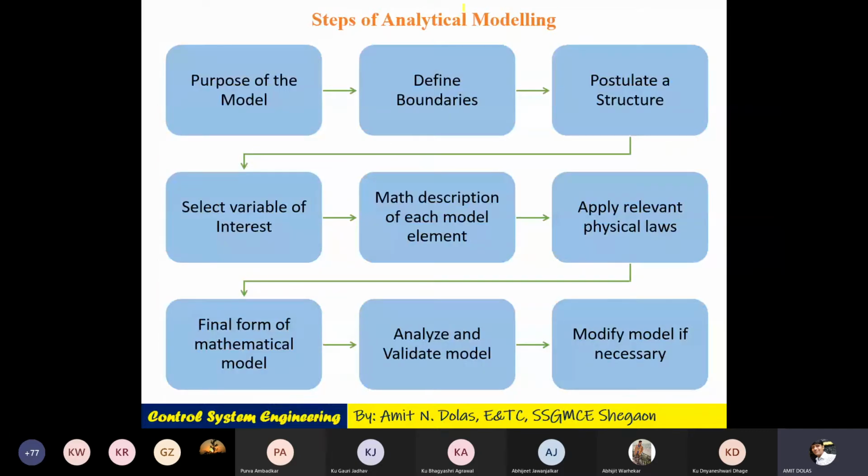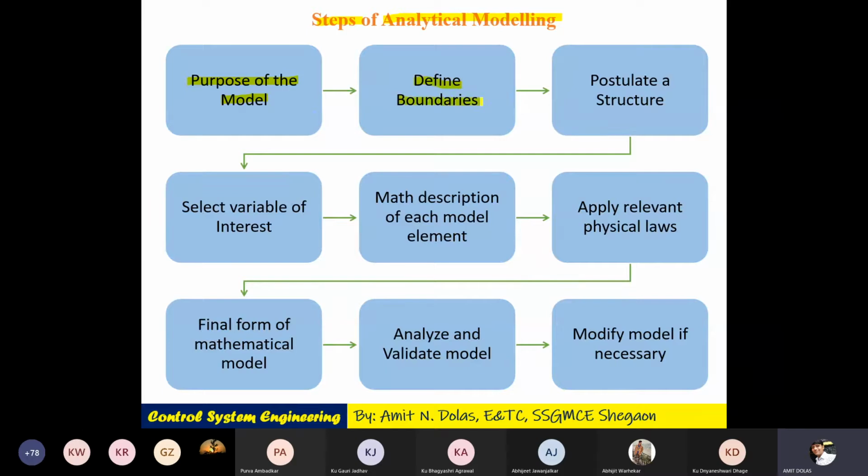But what about analytical modeling? We have to think of several parameters while using analytical modeling. First of all, we should know the purpose of the model. Whatever our model is, maybe mechanical or electrical, its purpose should be known. Then define boundaries.